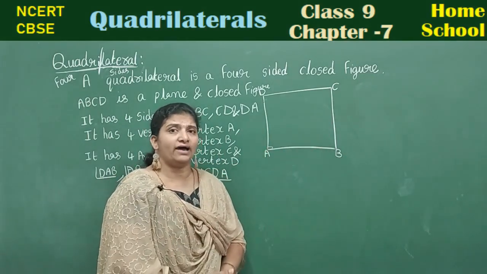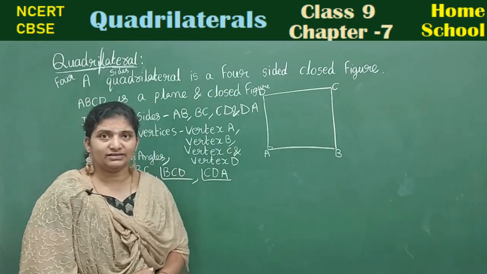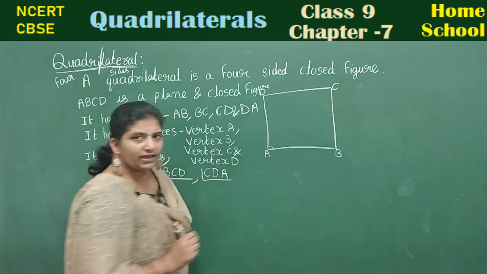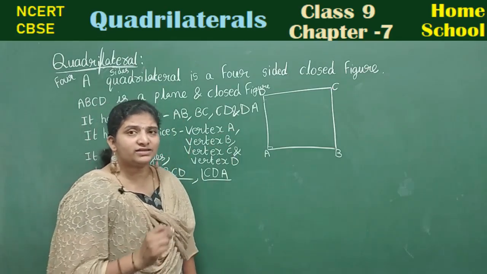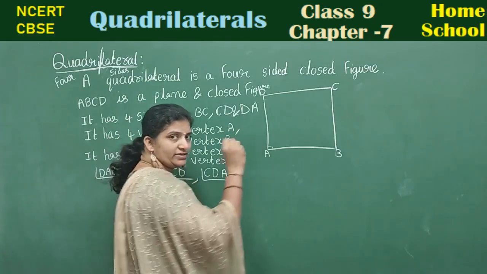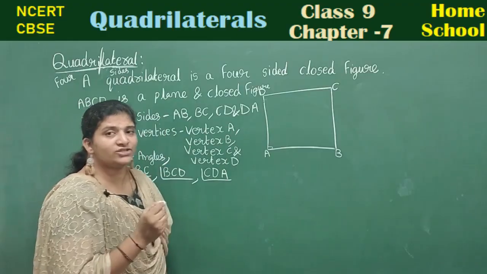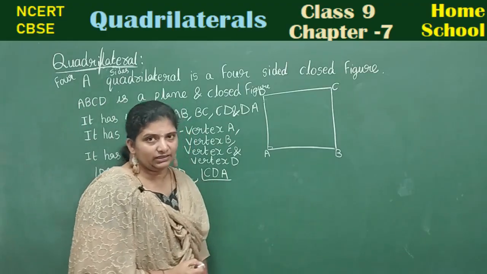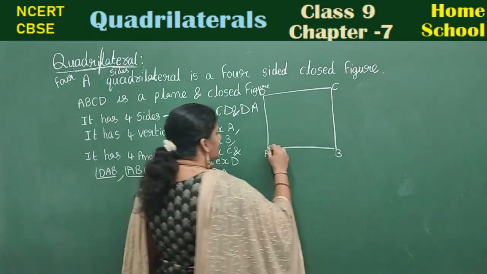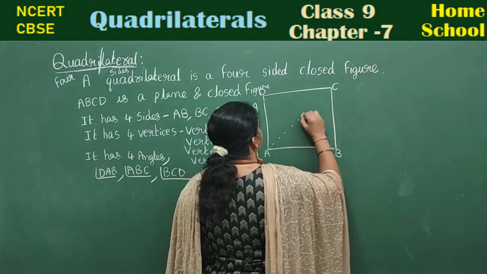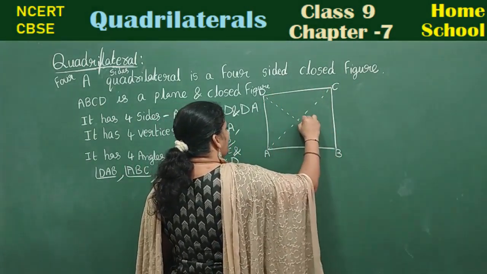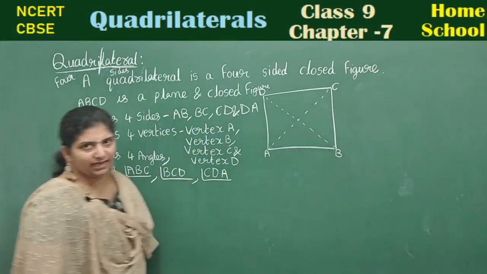Still, what more does it have? It has 2 diagonals. Where are the diagonals? We did not draw. Let us draw diagonals. What is a diagonal? How can we draw? A diagonal is drawn to a non-consecutive vertex. From one vertex to the non-consecutive vertex, if we join a line, we get a diagonal. Look here. Suppose if I start from A, non-consecutive is C. Let us join C. AC is one diagonal and BD is one diagonal.